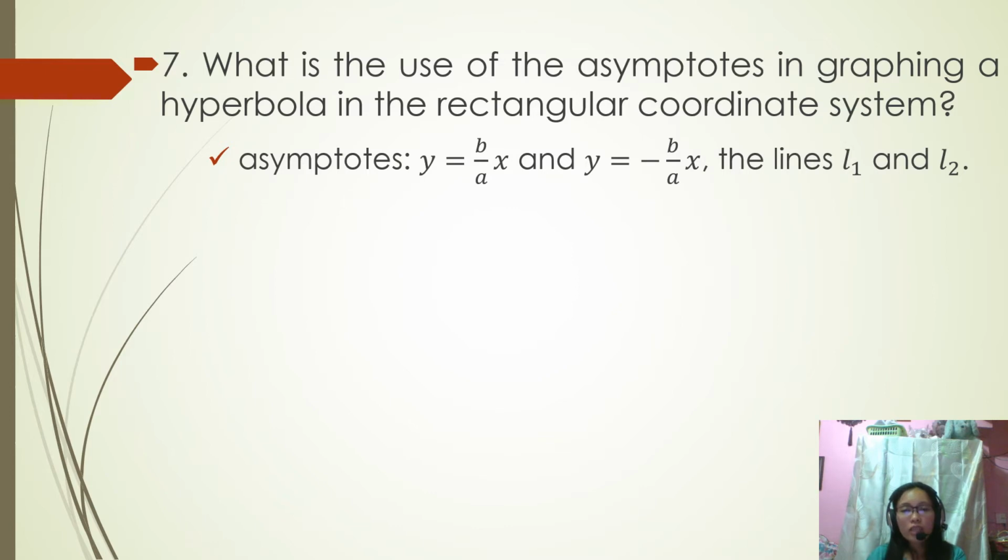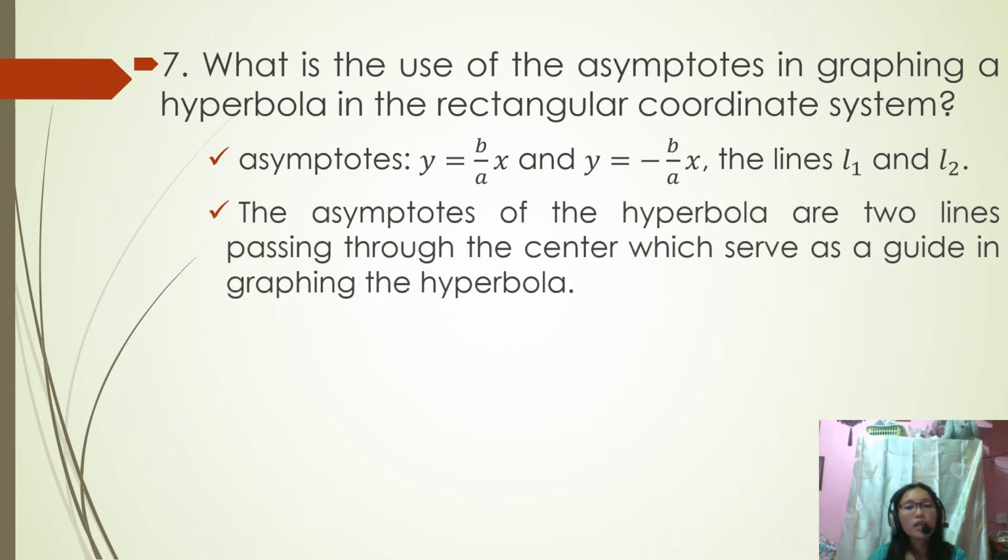So we have here asymptotes. Y equals b over a x, and we also have y equals negative b over a x. Alright, so the asymptotes of the hyperbola are two lines passing through the center, which serve as a guide in graphing your hyperbola.